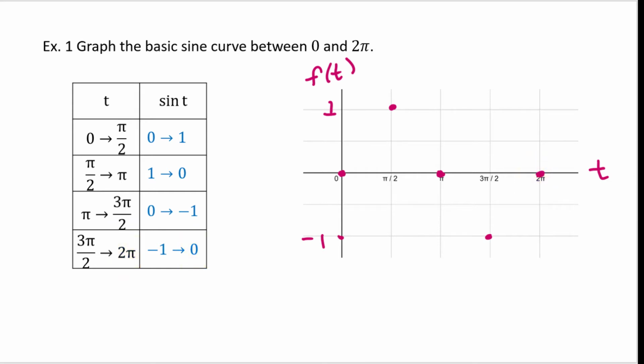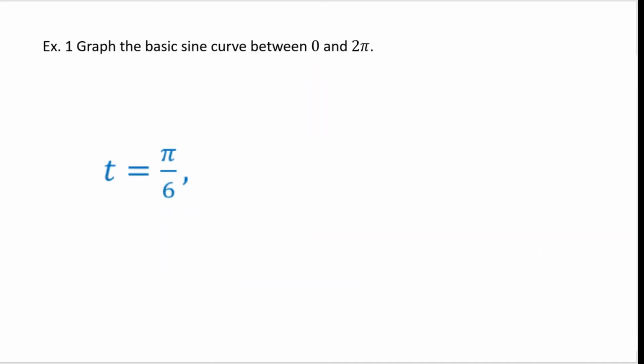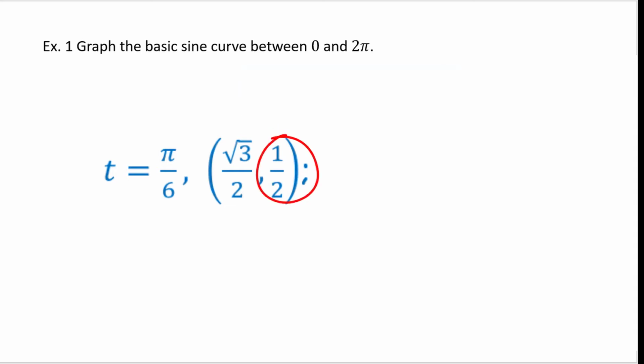For some more guidance, let's evaluate the sine at some points between 0 and pi over 2. I like to get values of the sine for pi over 6, pi over 4, and pi over 3. At t equals pi over 6, the ordered pair on the unit circle is (square root of 3 over 2, 1 over 2). We want the 1 over 2, which is the sine value.